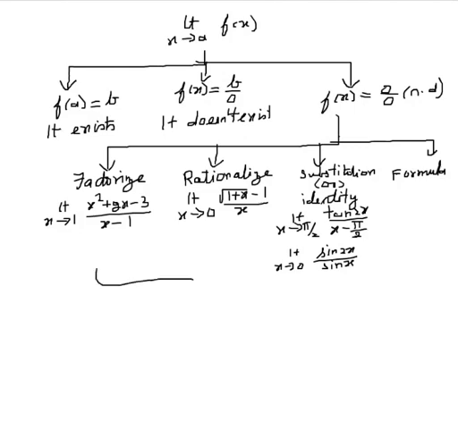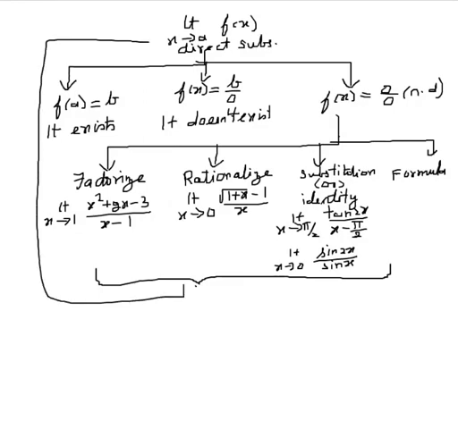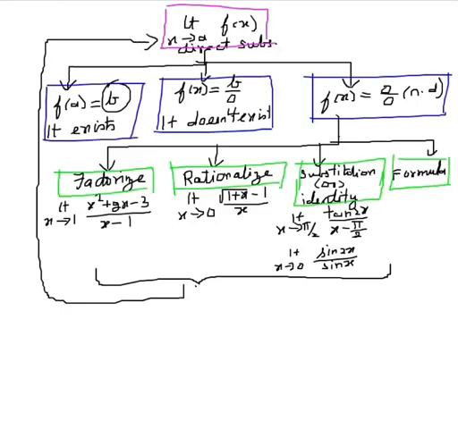Okay, after doing these methods, then directly substitute the value. Here directly we are substituting the value. So after using this, directly substitute the value. After directly substituting the value, if you get this answer b, the limit answer is b. Or if you get b by 0 form, the limit does not exist, we conclude. And if you get 0 by 0 form again, try these methods once again.